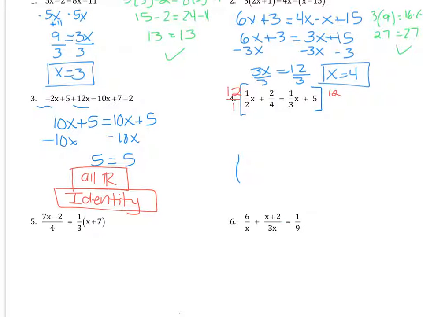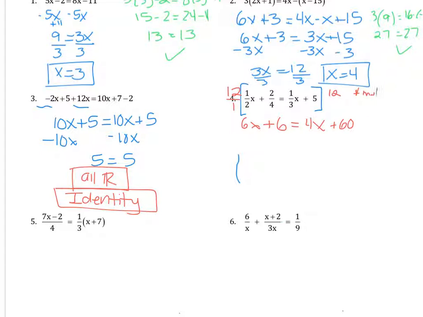12 times 1/2, or 12 divided by 2, is 6x. 12 times 2 is 24, divided by 4 is plus 6. And then same thing on the right hand side, 12 divided by 3, that's the trick. Take this number 12, divide by what's in the denominator 3, so you get 4x. And then here's the other clue, you have to remember to multiply 12 by 5 plus 60. Now this problem is much simpler to solve.